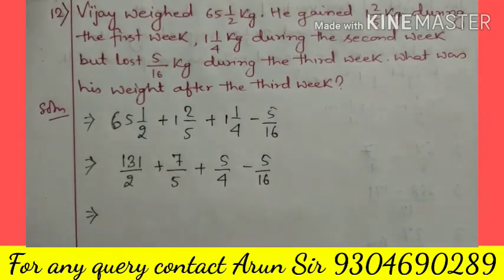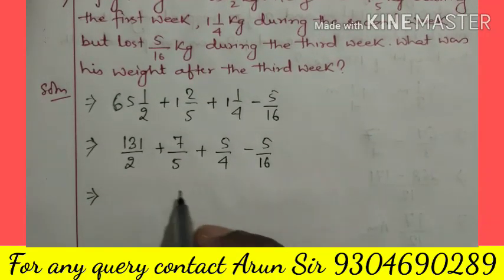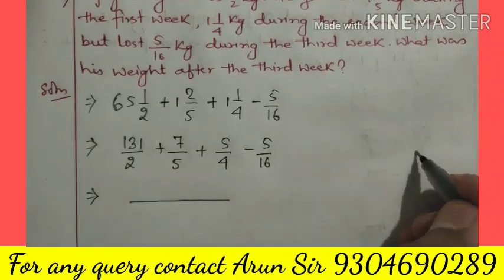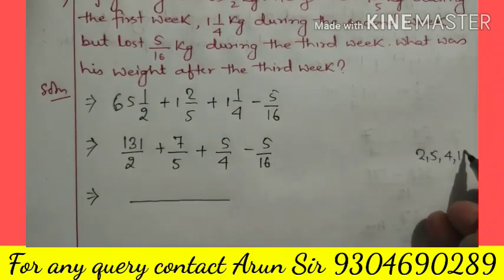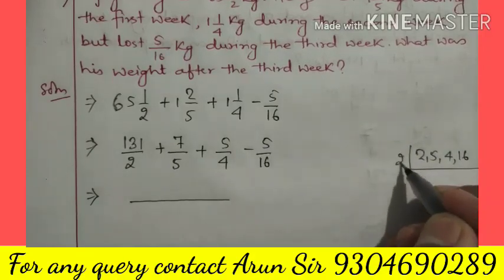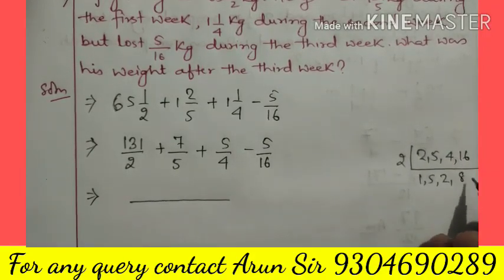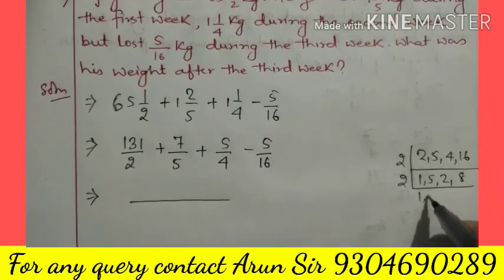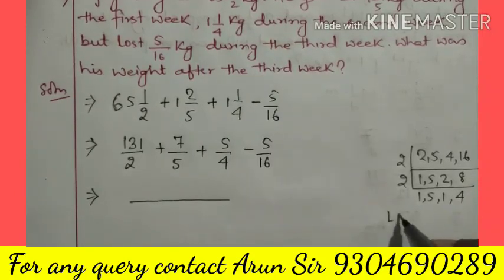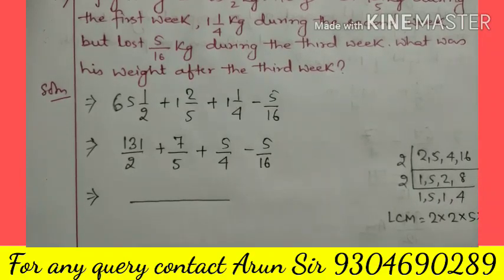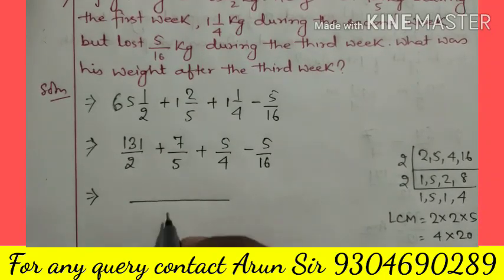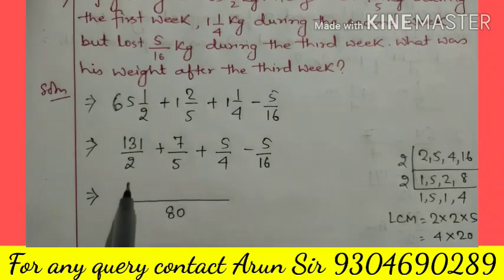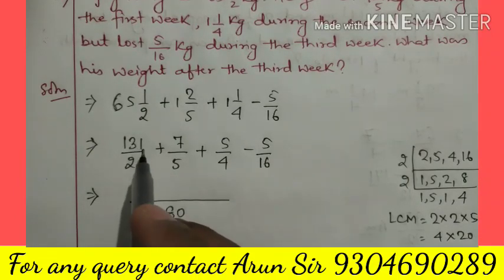Now the next step, we will take the LCM of 2, 5, 4 and 16. We will start from 2. 2 ones are 2, 2 twos are 4, 2 eights are 16. 2 ones are 2, 2 fours are 8. Now we get LCM equal to 2 into 2 into 5 into 4. 2 times 2 is 4, 5 times 4 is 20, 20 times 4 is 80. Our LCM will be 80.